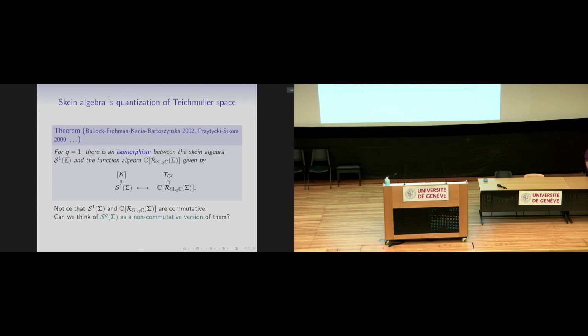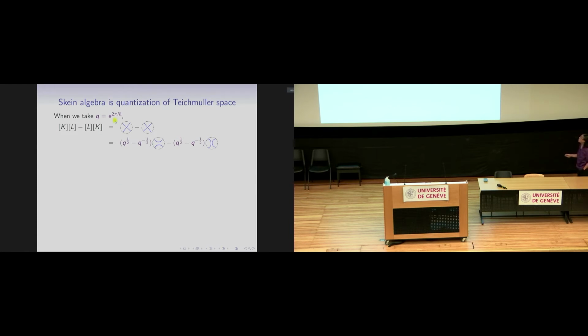And notice that both of these things are commutative, because we're on a surface. But in general, when we have the Skein algebra, Q is not equal to 1. It's not commutative. And so it's very tempting to think that somehow the Skein algebra is some kind of non-commutative version of what's going on here. And yes, it is. This is due to Turaev.